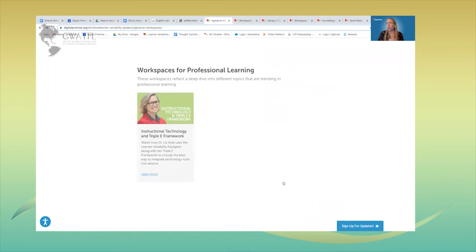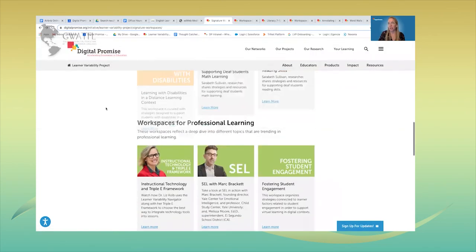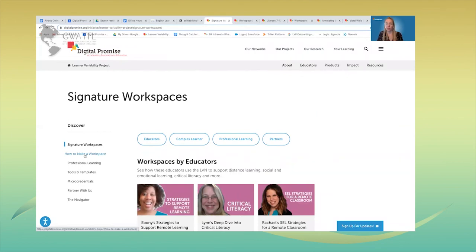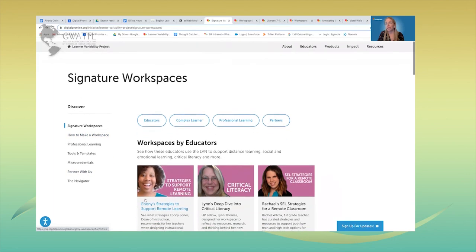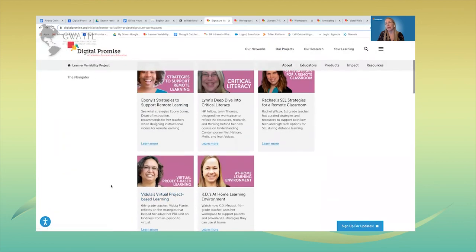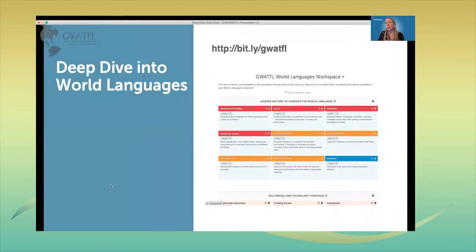If my tutorial on how to make a workspace was too fast for you, there is also a link here for how to make a workspace, and it walks you through those steps. I highly recommend making a workspace, sharing it with your colleagues, or using one of our existing workspaces. And as I mentioned, the one that I created for you is available here at this bit.ly.